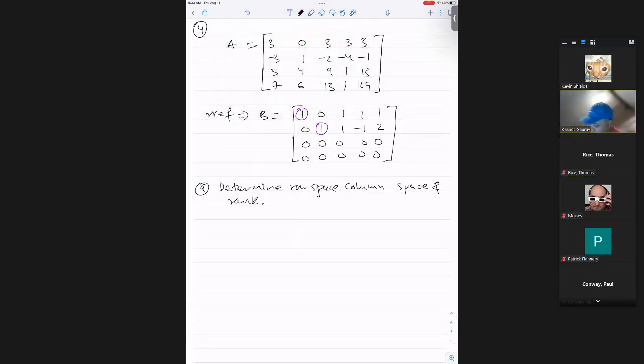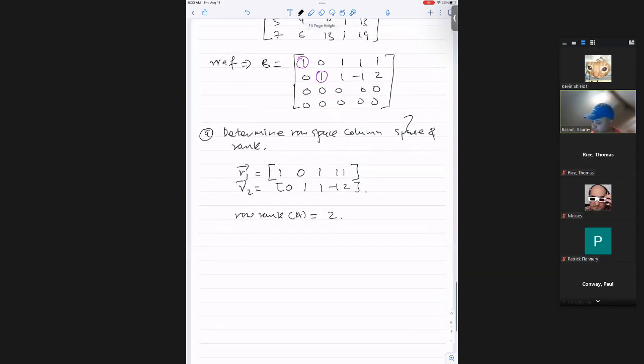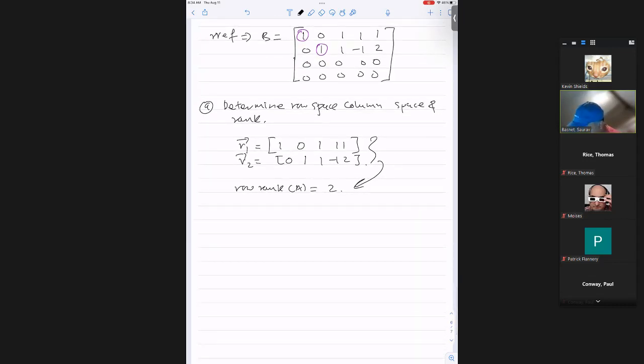They're the leading ones, right? So for the row space, your R1 is 1 0 1 1 1, and R2 is 0 1 1 minus 1 2. That's it. So your row space has dimension 2, so your row rank of A is also equal to 2. Since there are 2, the row rank is 2. You have to be careful when you find the column space.